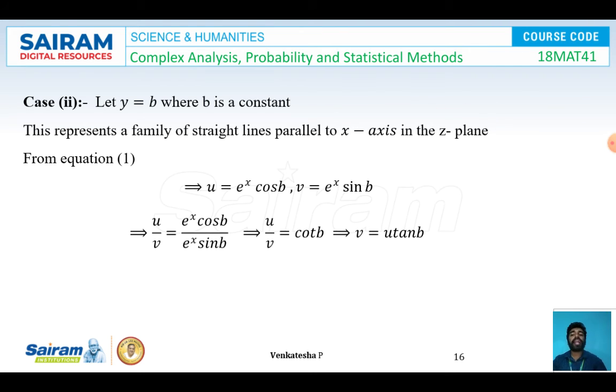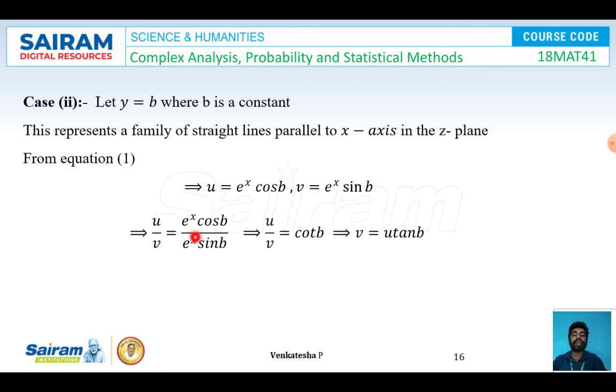Case number 2, let y is equal to b, where b is a constant. This y is equal to b is called a family of straight lines which is parallel to the x axis in the z plane. Now I'm going to replace y is equal to b in equation number 1. I got u is equal to e power x cos b, v is equal to e power x sin b. Now we have to eliminate the variable x. So I'm going to cancel e power x by dividing the equations u and v. So u divided by v implies e power x cos b by e power x sin b.